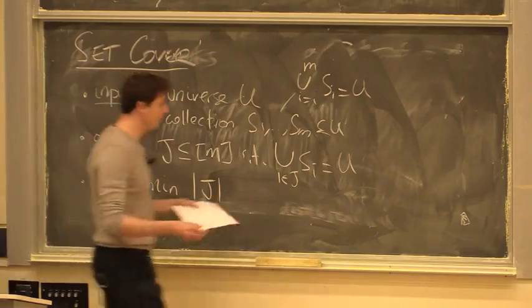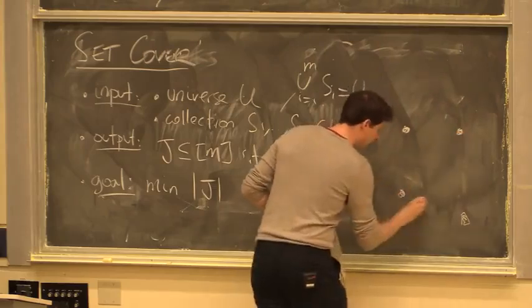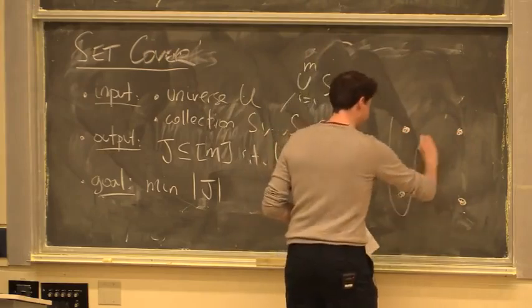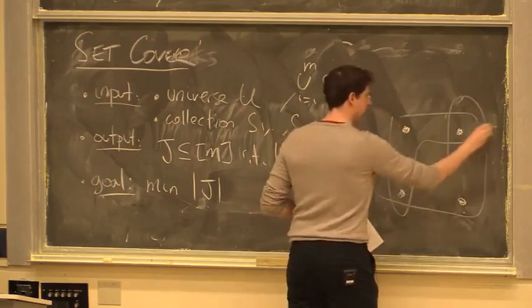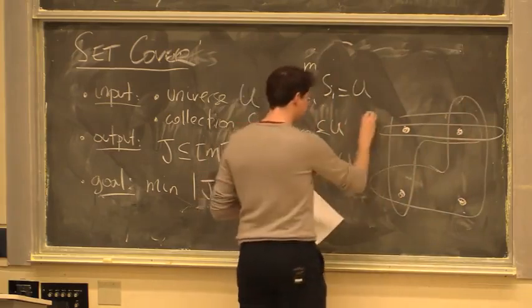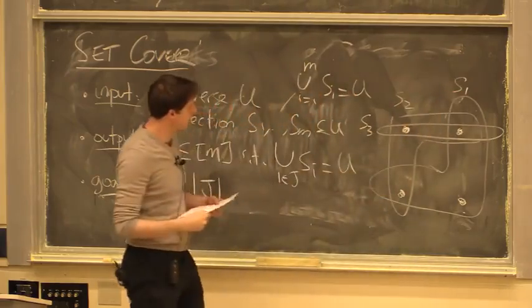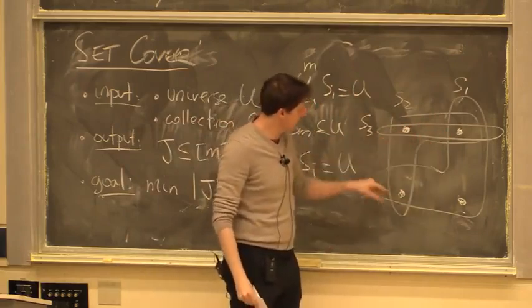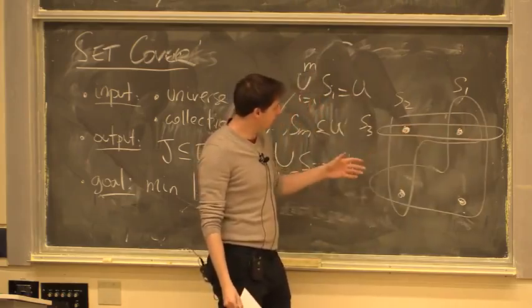So, pictorially, let's say that we have 4 points, and then we have three sets. Okay, so now we have the universe of 4 points, and we have these 3 sets. This is one, that's another one still. So what's an example of a cover?